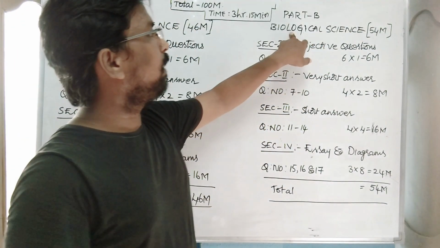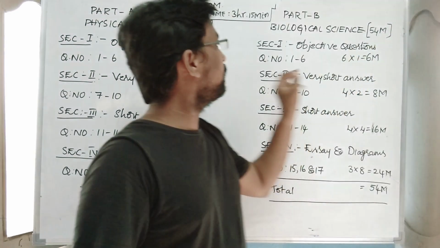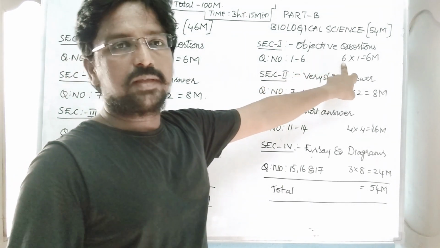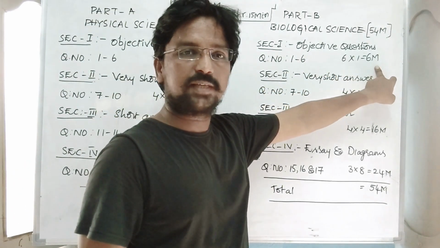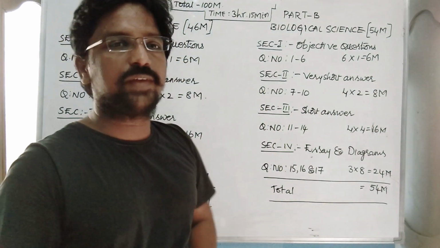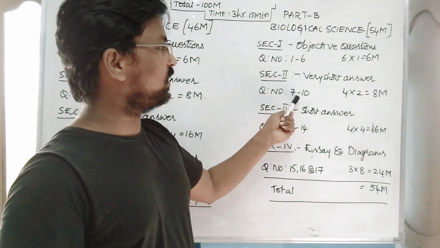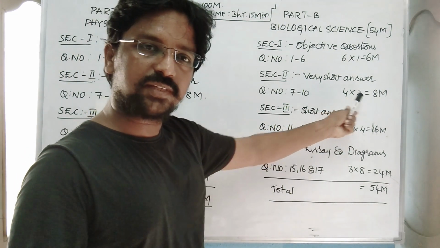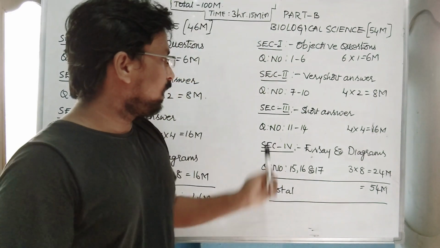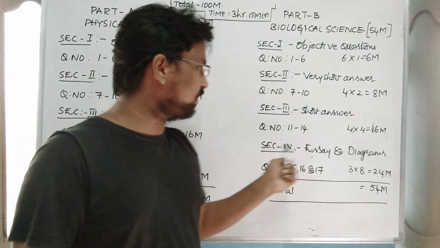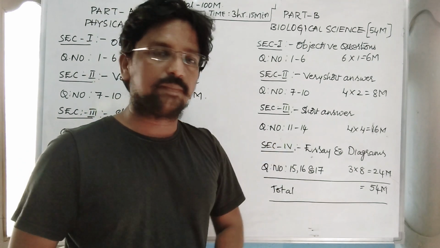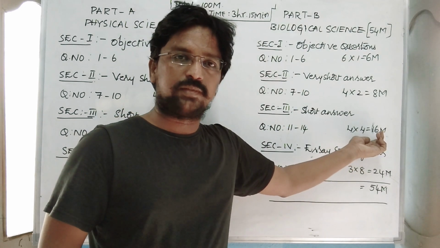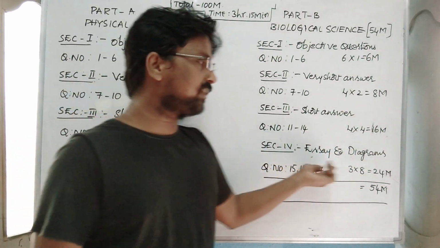And in part B, biological science, 54 marks. In section 1 we have objective questions from question number 1 to 6. Each question carries 1 mark, totally 6 marks will be allotted. And in section 2 we have very short answer questions from question number 7 to 10. Each question carries 2 marks, totally 4 questions, 4 into 2, 8 marks. And in section 3 we have short answer questions from question number 11 to 14. Each question carries 4 marks, 4 questions and 4 marks, 16 total. And in section 4 we have essays and diagrams.